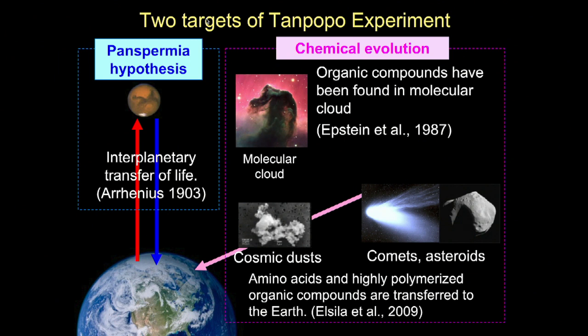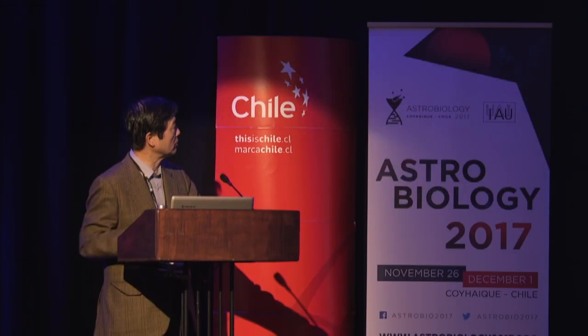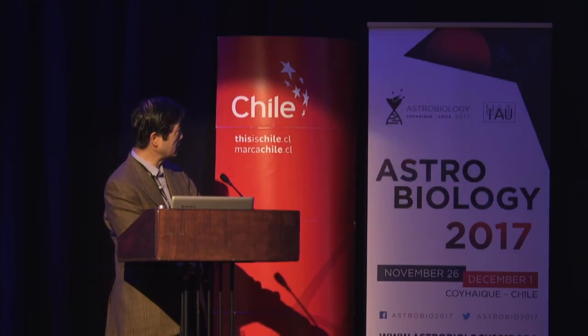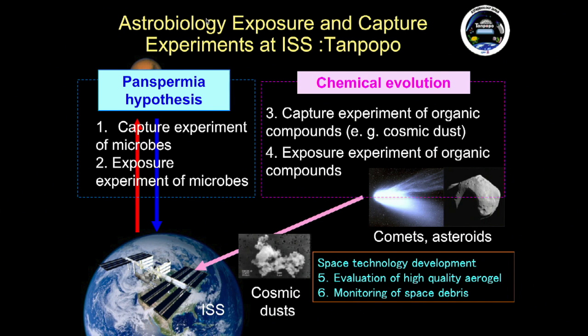To address these questions, we are doing a couple of experiments, sub-themes going on. To address the panspermia hypothesis, we are doing the capturing experiment of microbes on the International Space Station. And we are also exposing terrestrial microbes on the International Space Station. To address the second theme, chemical evolution, we are trying to capture the organic compounds included in the cosmic dust. And we are trying to test the survivability of the organic compounds exposed in space.